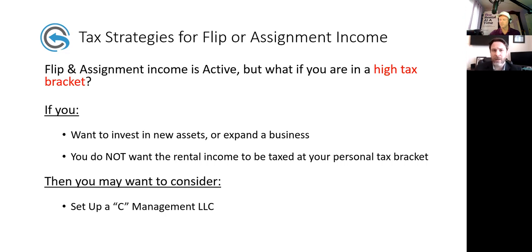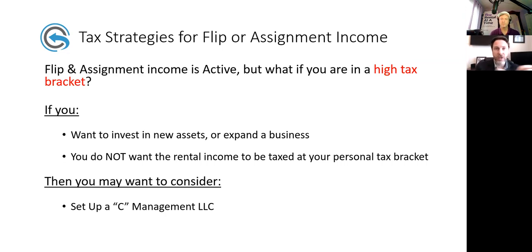After that, it's basically about 2.9% for Medicare, Medicaid, and it fluctuates and goes up and down, but basically to a certain degree goes on for infinity. Yeah. And so if you have active income through activities like flipping or assignments, you also are going to be investing in new assets or expanding the business, as well as you don't have flipping income that you want to be taxed at your personal bracket.